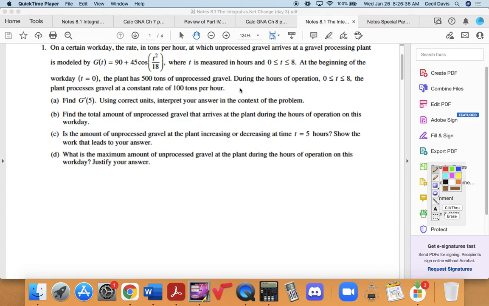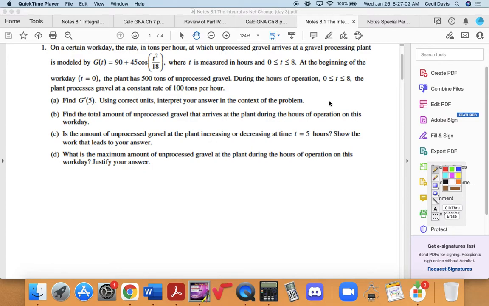So there are two different rates going on. Gravel coming in and gravel getting processed. Okay, it's important that you keep track of those. All right, first thing, find g prime of 5. And by the way, these are all calculator problems. Find g prime of 5. Using correct units, interpret your answer in the context of the problem.